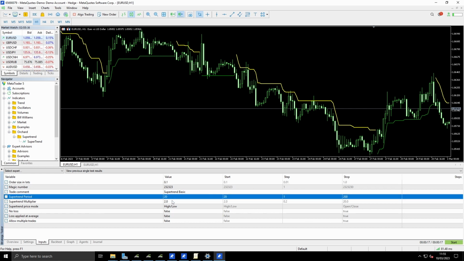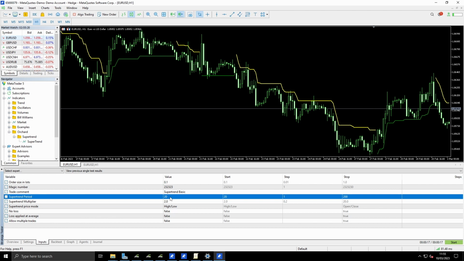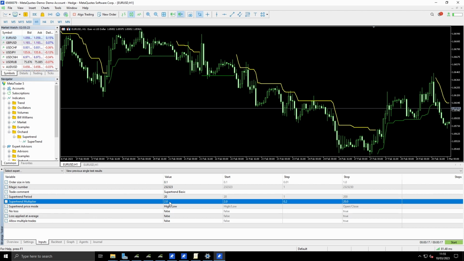I've got the Supertrend period and multiplier here. The period is 20 ATR, or 20 period ATR, and the multiplier is 2 times the ATR. And that's exactly the same as I have the Supertrend showing on the chart.